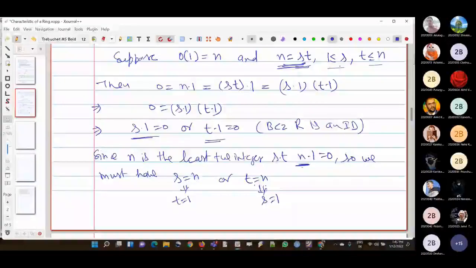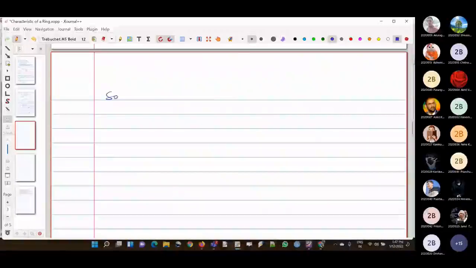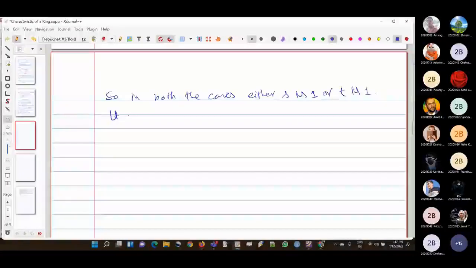One of the two has to be 1, in both the cases. In both the situations or cases, either s is 1 or t is 1. It means n has no proper factor.